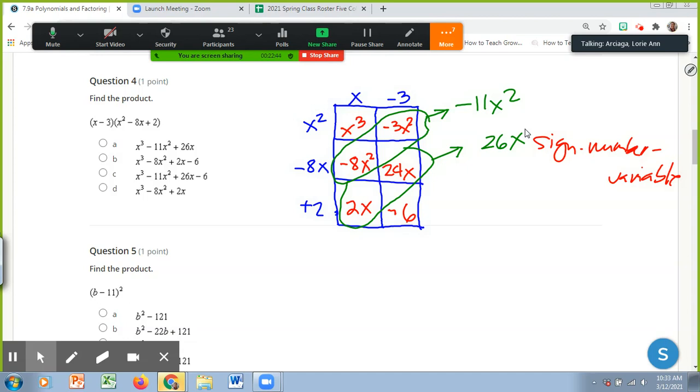In the chat pod, anyone? C, according to Aiden. You guys agree with Aiden? If you got C, according to Sean. All right, that's great. Okay, very good. So it's letter C.